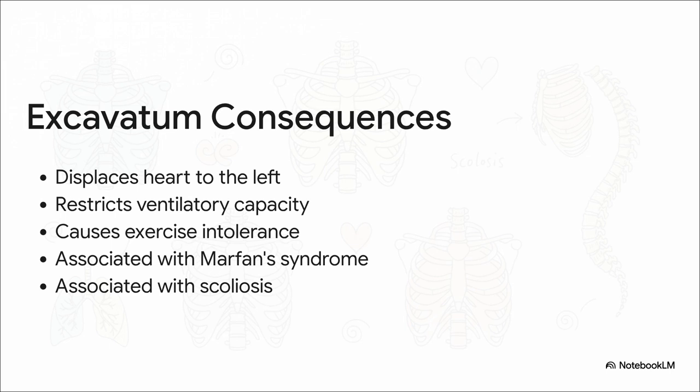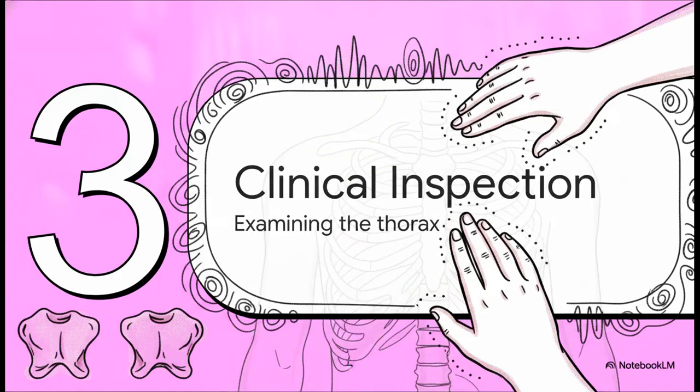And it's definitely worth noting that these deformities don't always happen in a vacuum. They're frequently associated with connective tissue disorders like Marfan syndrome and Ehlers-Danlos syndrome, as well as spinal curvatures like scoliosis. Section 3. The clinical inspection.